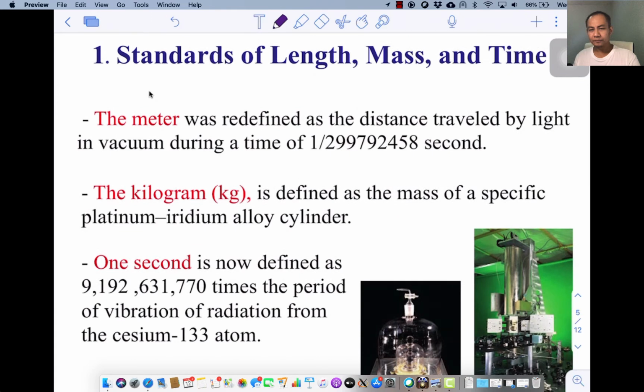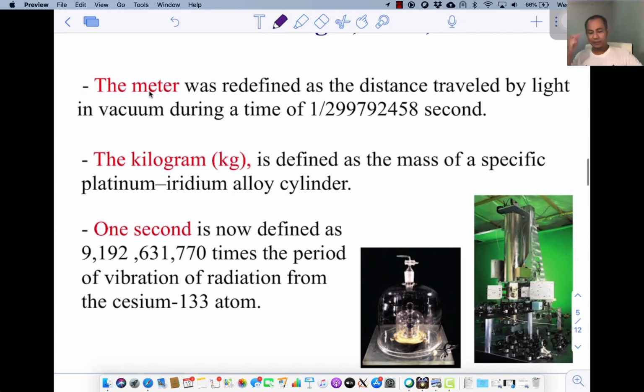Okay, so the problem is, how do we define the length, the mass, and the time? For 1 meter, this definition is the current definition, but in the past, if you Google or read some textbook, you will find it.